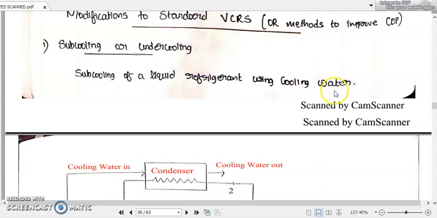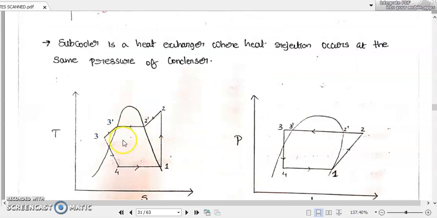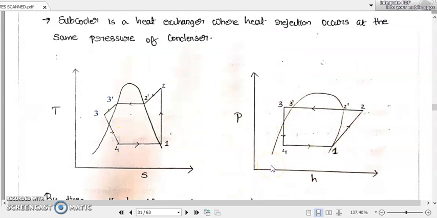So thank you, all of you. Draw this diagram, the TS diagram and PH diagram, and study.